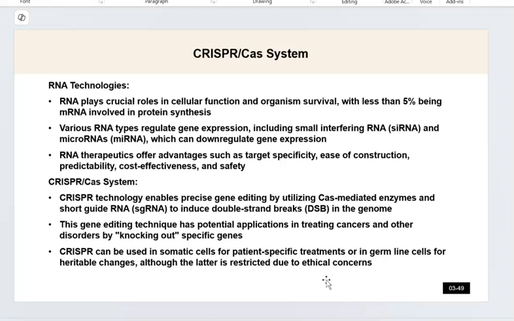We're learning a lot more about RNA technologies as well. And so we have some of these RNA therapeutics that can target specificity, predictability, cost effectiveness, and safety. So we can have gene editing to help treat cancers, which is what we're working towards in the future.